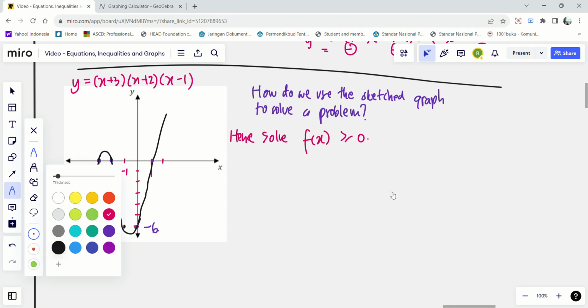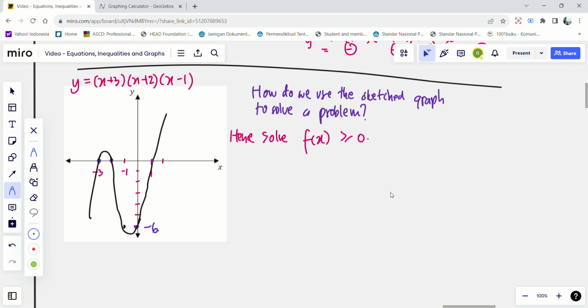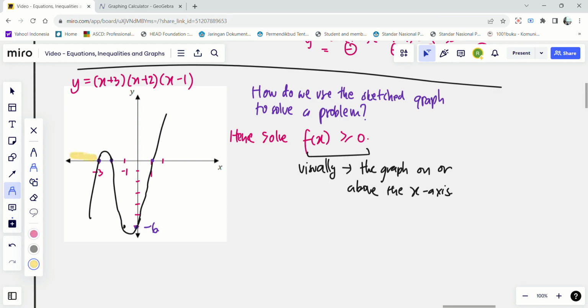In the case of this, you have to first understand what it means by f(x) at least 0, visually speaking. Visually speaking, it means the graph is on or above the x-axis, right? Which means that we're talking about from here going this way, right? So these will be our focus of the discussion.